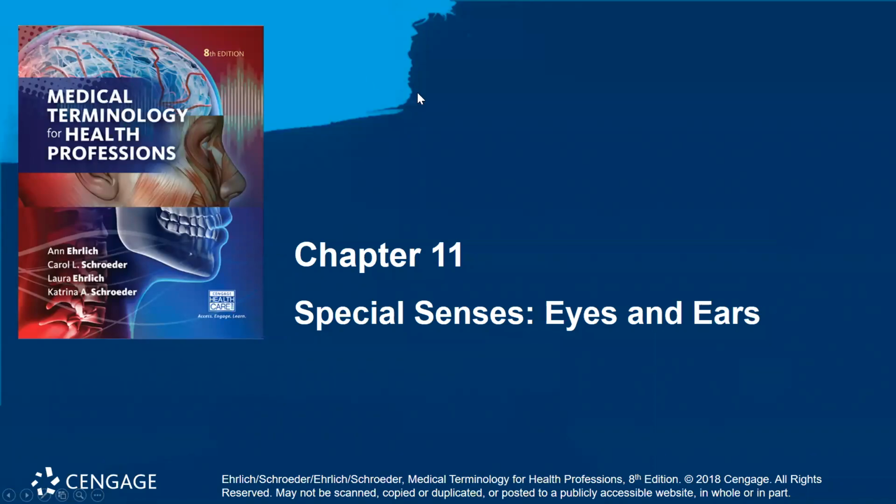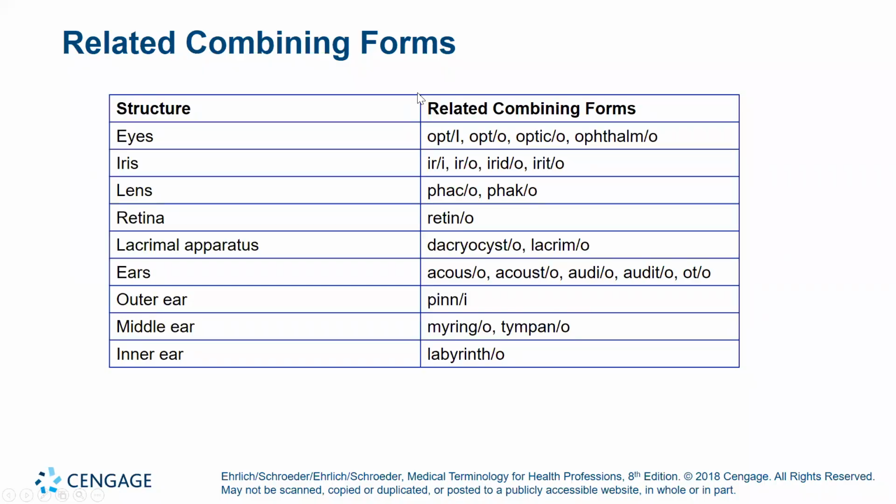We're going to talk about Chapter 11, Special Senses, which are the eyes and the ears. You can see the related combining forms for the chapter. Eyes, you've got four that mean eyes: oplo with the L, opto, optico, and ophthalmo.